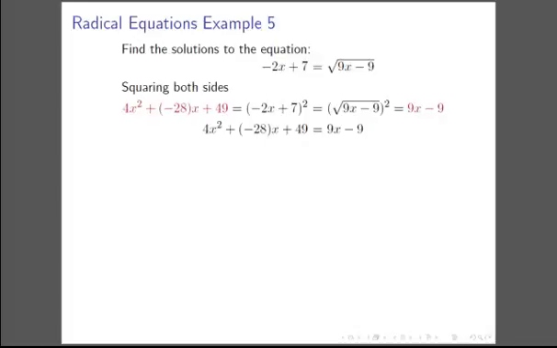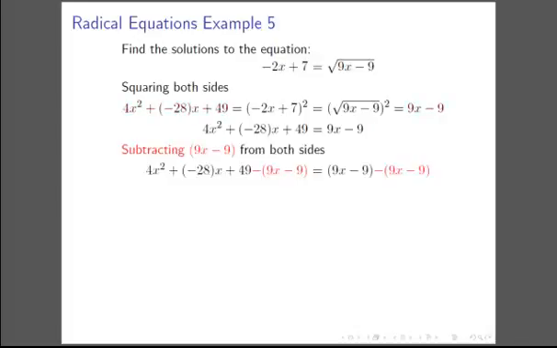To get 0 on one side, we'll subtract 9x minus 9 from both sides. This will give 4x squared plus negative 28x plus 49 minus 9x minus 9 equals 9x minus 9 minus 9x minus 9, giving us 0 on the right-hand side and 4x squared plus negative 37x plus 58 on the left-hand side.